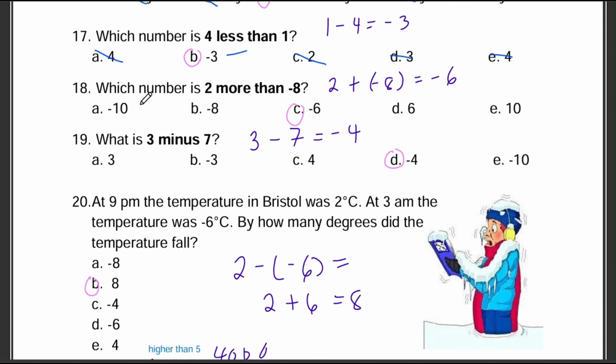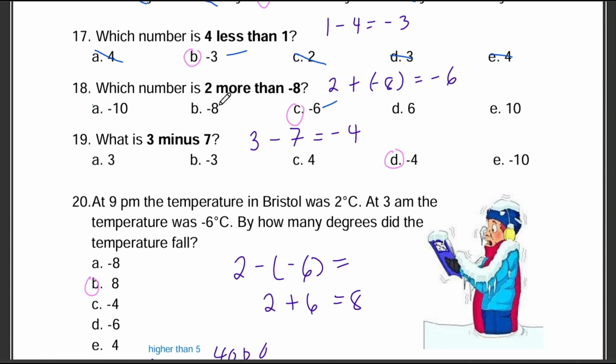Question 18. Which number is 2 more than -8? A. -10. B. -8. C. -6. D. 6. E. 10. The correct answer is C, which is -6. The formula: -8 plus 2 equals -6.